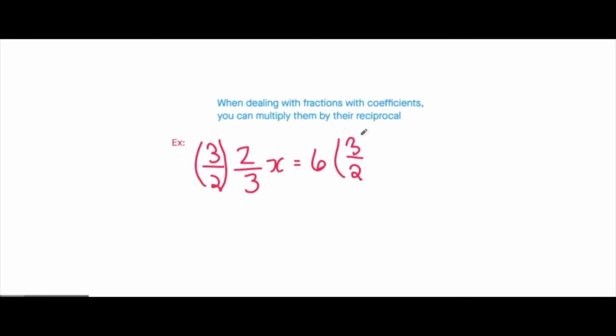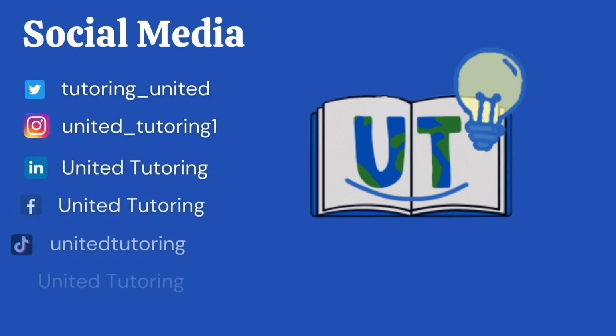Now we multiply it by both sides, and here we can cross this out. And we have x isolated, and then we are left with 6 times 3 over 2. So we can cross out the 2 and place a 3 instead of 6, and 3 times 3 would be 9. So our final answer would be x equals 9.